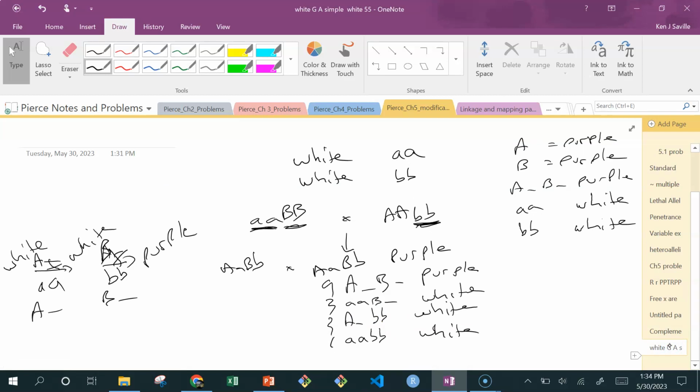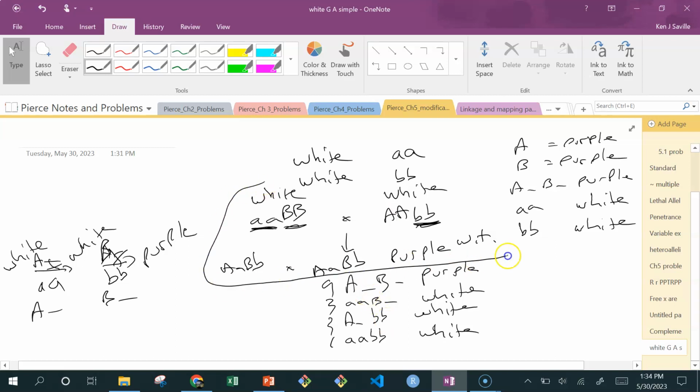Here, we've crossed mutant to mutant. So this is a mutant, and this is a mutant. Now we've got purple, which is normal, which is wild type. If we see that pattern, we can tell this without even doing the 9 to 3 to 3 to 1 thing, just from this part here.